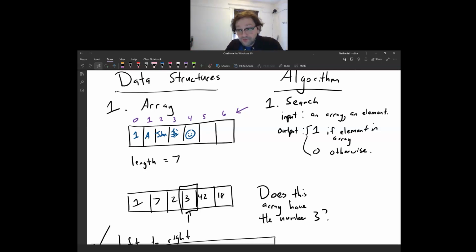But sure, you could change the output to output the index if you find it. And if you don't find it, maybe you return -1, because that's not a valid index. Gotcha. So that's fine if you want to do that. The process is the same, it's just changing the way that you want to have the output. Perfect. Got it. So use whichever one you like better.